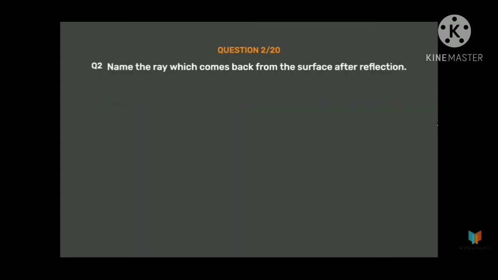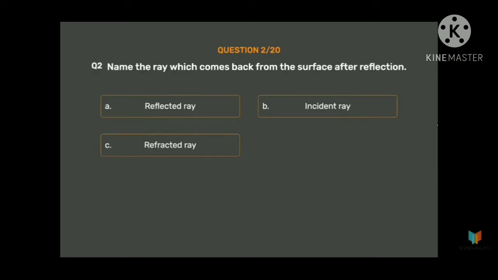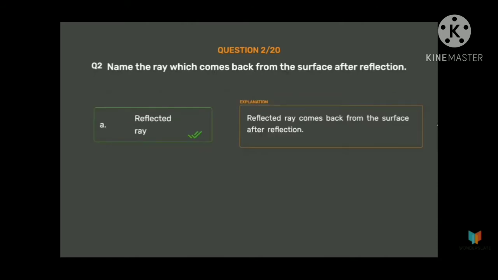Question number 2. Name the ray which comes back from the surface after reflection. Option A, reflected ray. Option B, incident ray. Option C, refracted ray. Option D, none of these. The correct answer is option A, reflected ray. Reflected ray comes back from the surface after reflection.